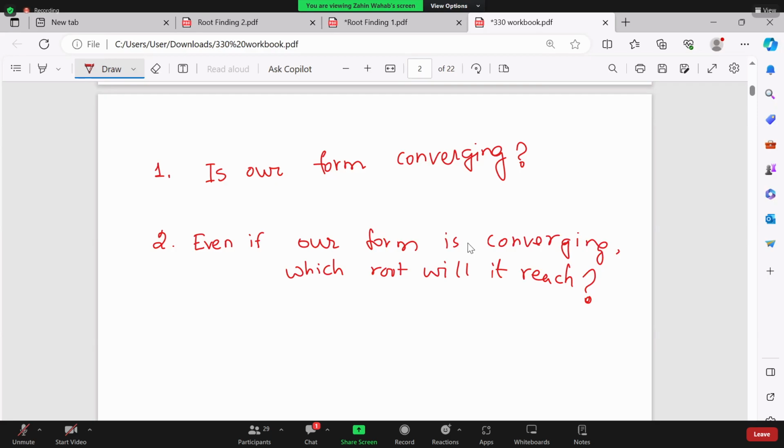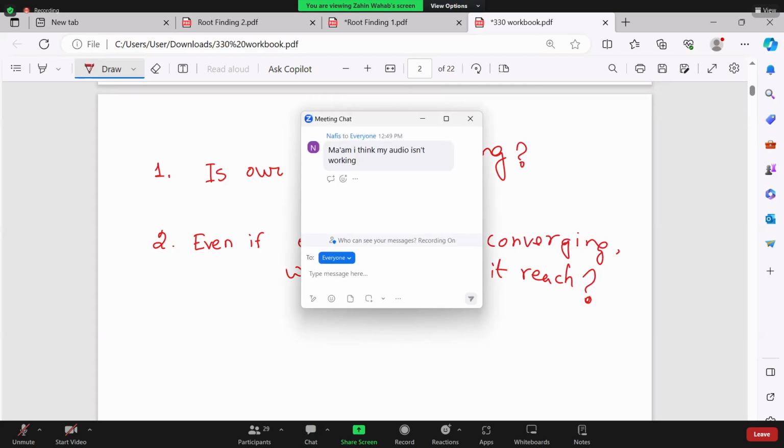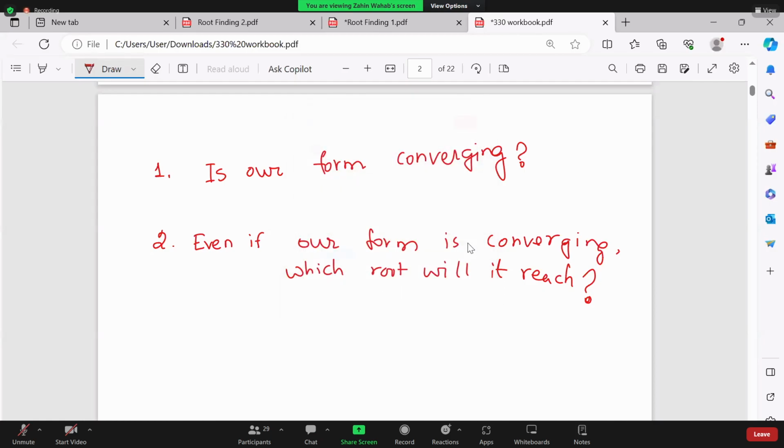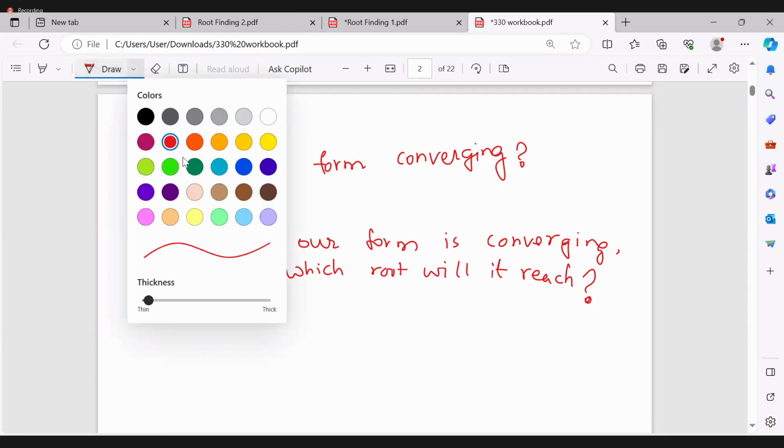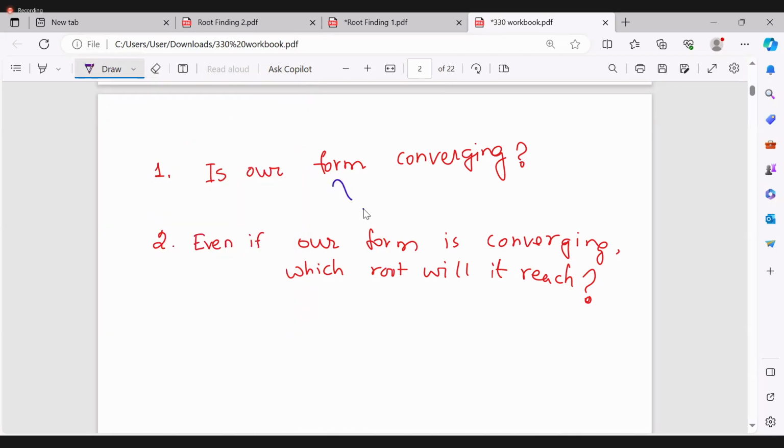Achha, so number 1 is our form converging? For finding that, we need to find out lambda. So what is lambda? Lambda is something known as converging rate.